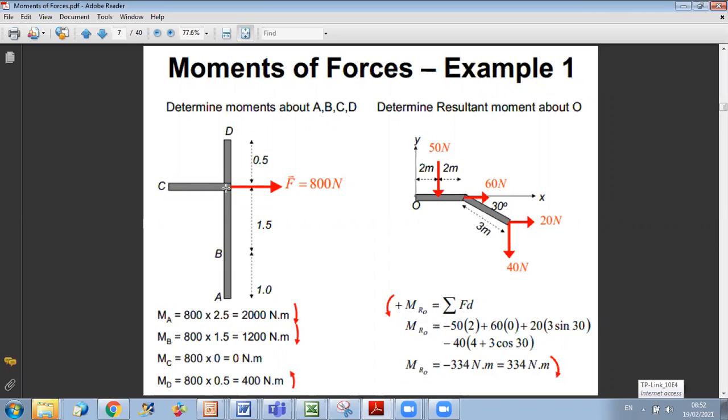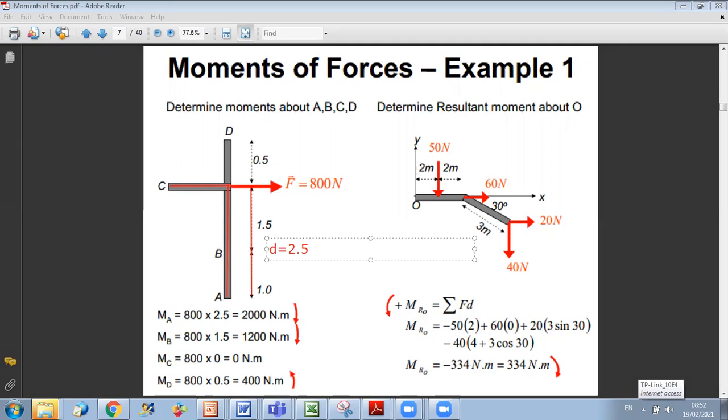First, we need to determine the moment of force F about point A. Whenever I want to find the moment of a force about a point, I draw the line of action of the force, and I draw a perpendicular from the point towards this line of action. What is the distance separating A from the force? It is equal to 1 plus 1.5. So in total, distance D from F to A is equal to 2.5 meters.